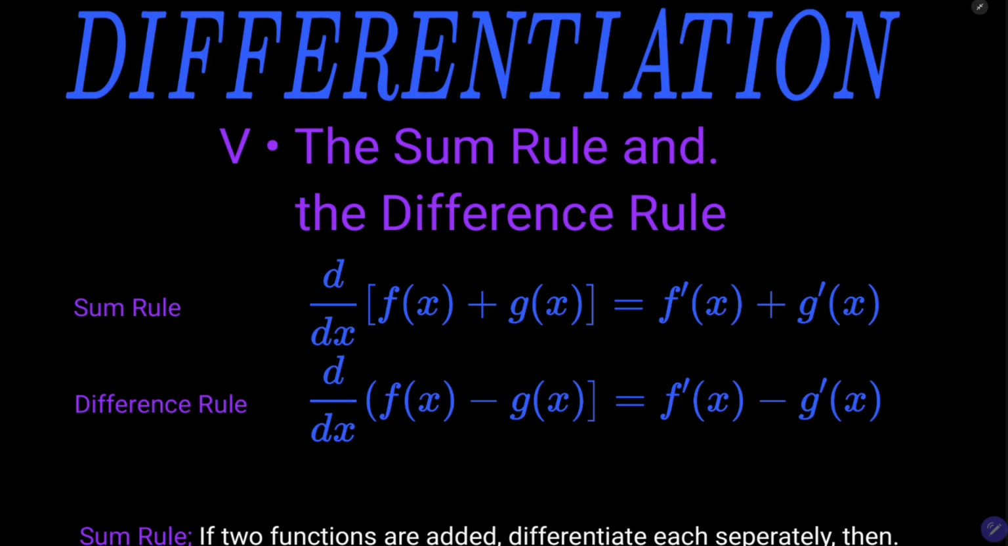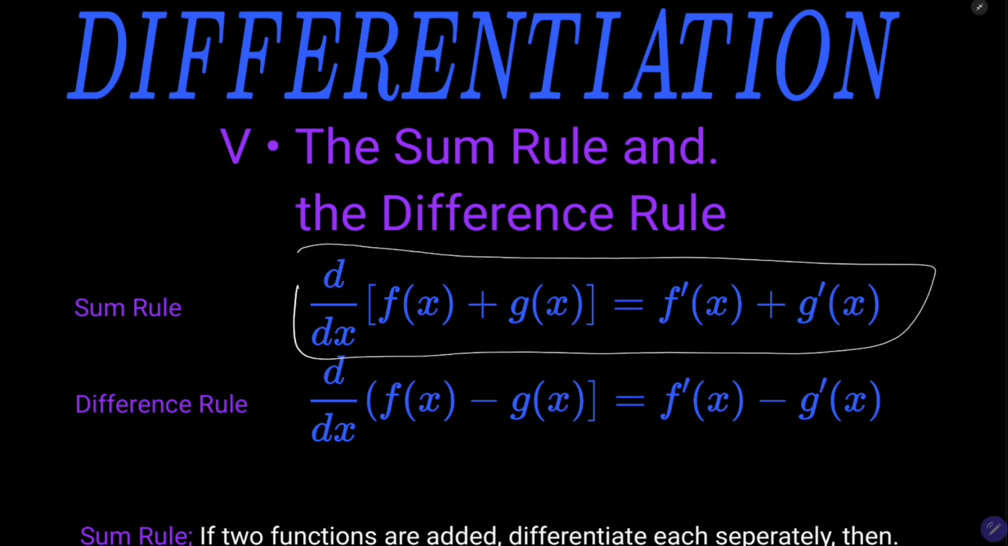Considering the sum rule, it states that if two functions are added, differentiate each separately, then add the results. This can be seen in the first formula, where the differential of the sum of two functions f of x and g of x is the same thing as the sum of their differentials, that is f prime of x plus g prime of x.